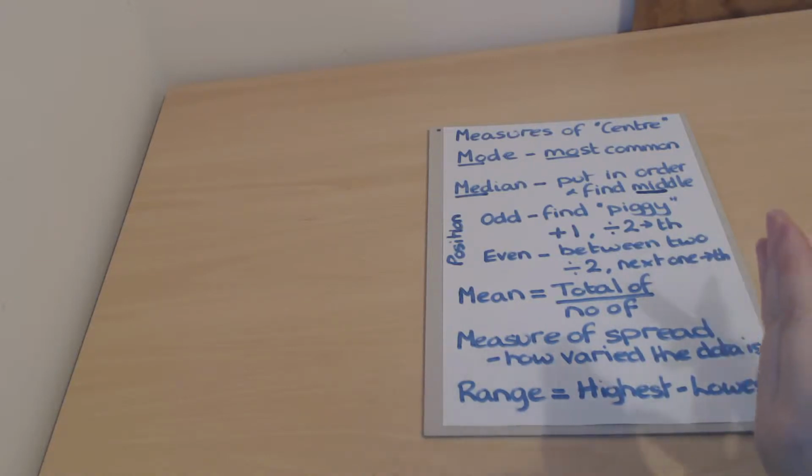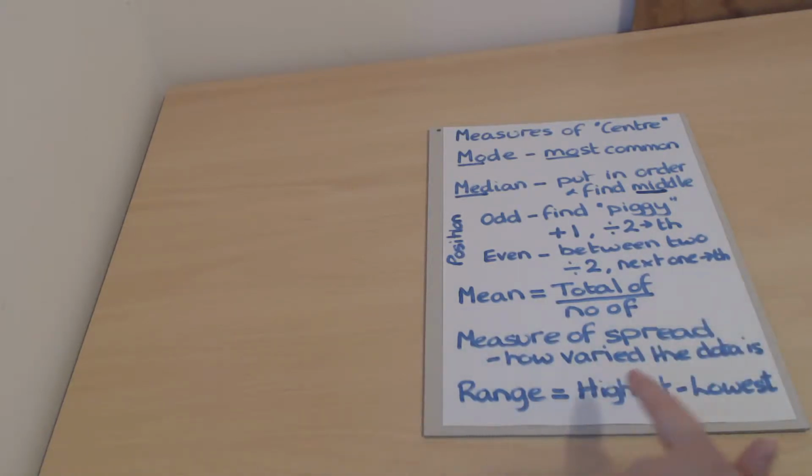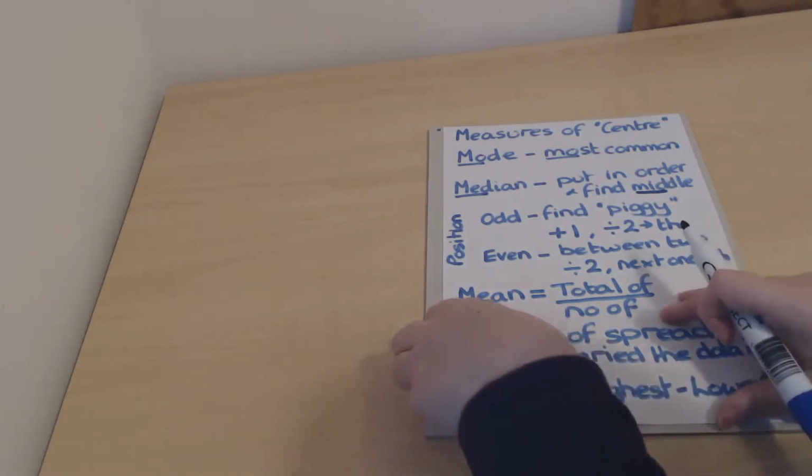So consistency is better, which means we want a narrower, smaller range. So we calculate the range by taking the highest piece of data and taking away from that the lowest. So the highest minus the lowest. So let's have a go.